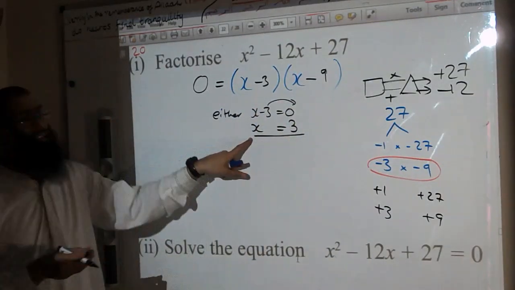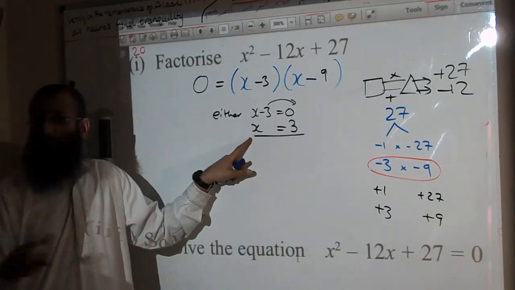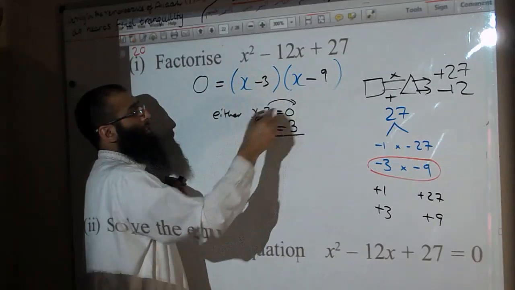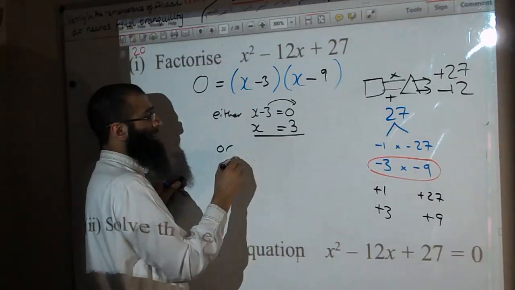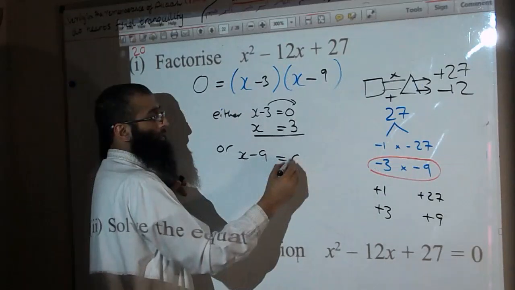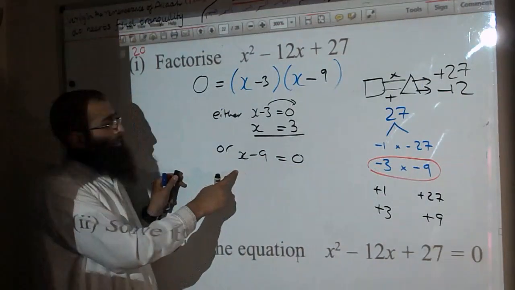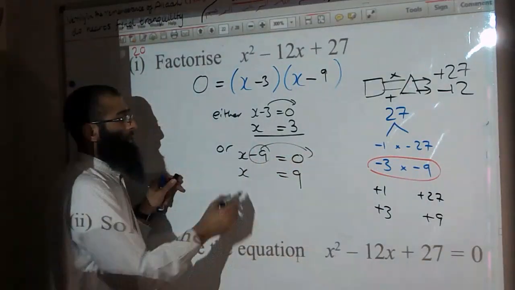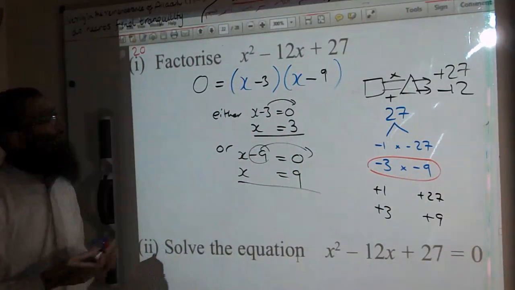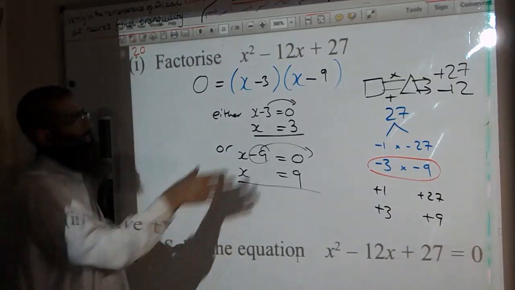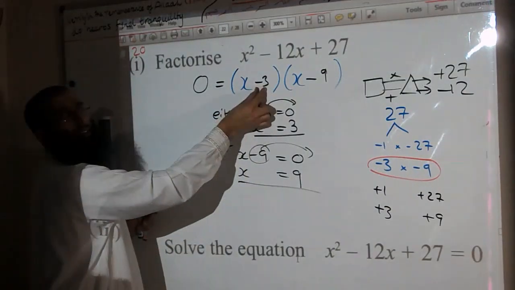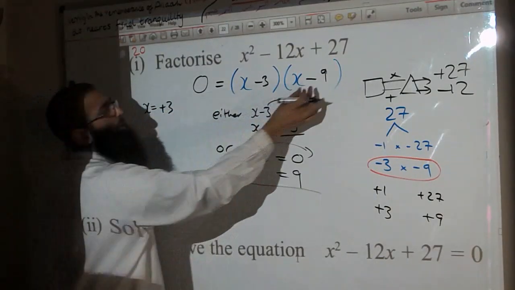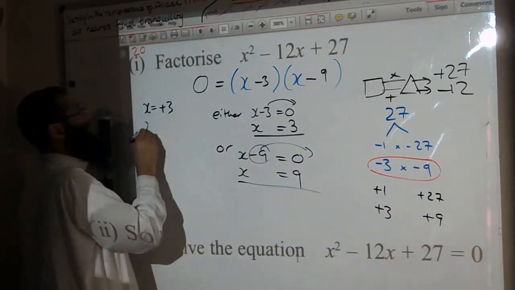What I'm doing now, I'm teaching you the pure mathematical method. I'll show you the shortcut method as well. So we say either this first bracket is 0 or the second bracket is 0. So what will be the value of x then? x has the value of the opposite of minus 9, plus 9. This is in a sense the long way of doing it. Let me just show you the quick way. What's the opposite of minus 3? Plus 3. That's the first answer. What's the opposite of minus 9? Plus 9, the second answer.